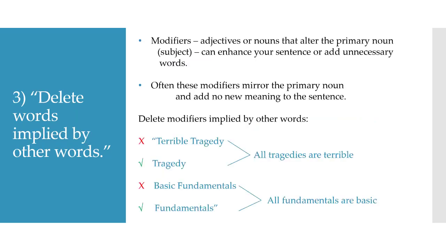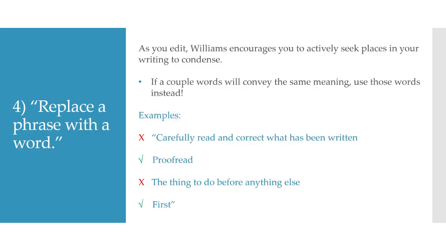Principle 3. Delete words implied by other words. Pro tip. Modifiers, which are adjectives or nouns that alter the primary noun, the subject, can either enhance your sentence or add unnecessary words. Often, these modifiers mirror the primary noun and add no new meaning to the sentence. For example, terrible tragedy becomes tragedy because all tragedies are inherently terrible, and basic fundamentals becomes fundamentals because all fundamentals are basic.